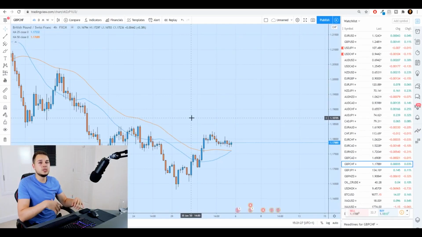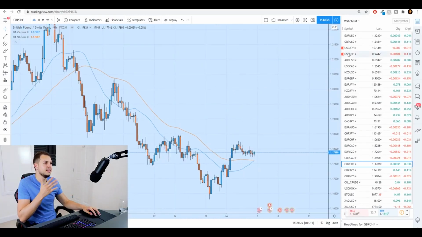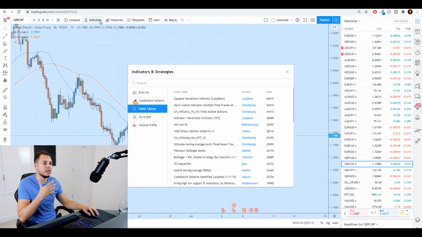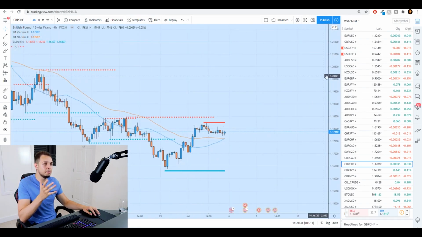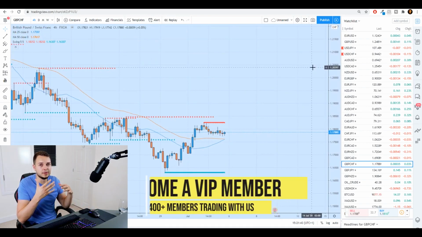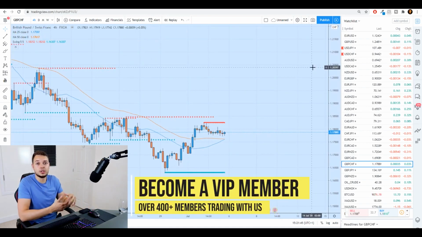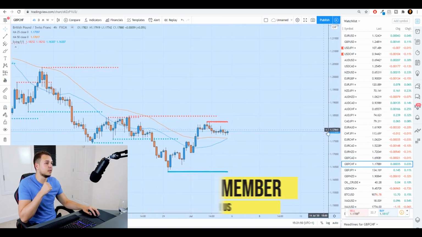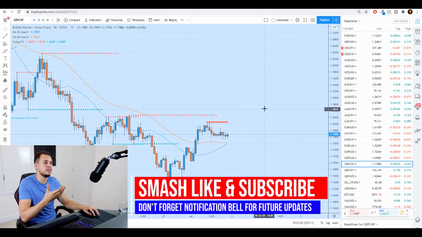Right, so we're currently on the GBP Swiss franc currency pair. It does not matter which currency pair, as always, but what we're going to do is use the indicators, go into the public library and go into the swing high, low, support and resistance. And there we go. This simple indicator you can combine, obviously, with your own price action. I recommend you always do that, but this simple indicator is going to show you areas of sensitivity where likely it's going to turn around, where likely it's going to be respected.